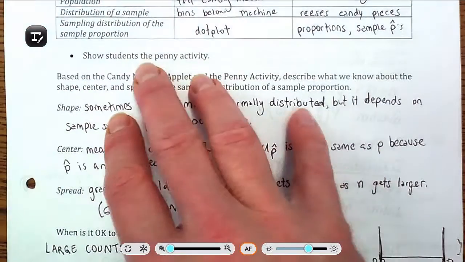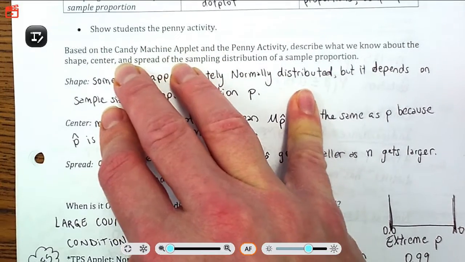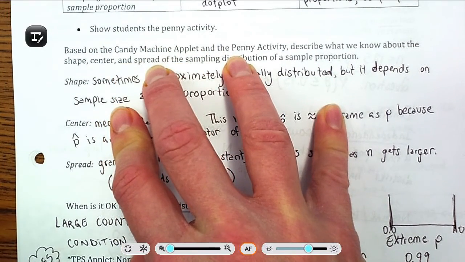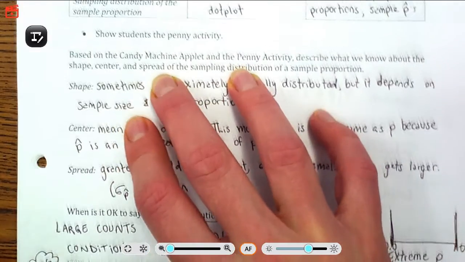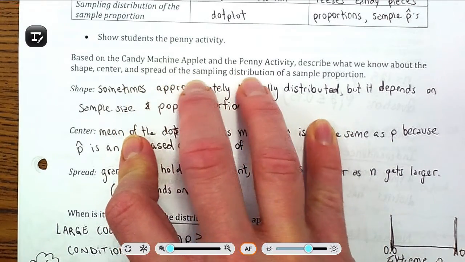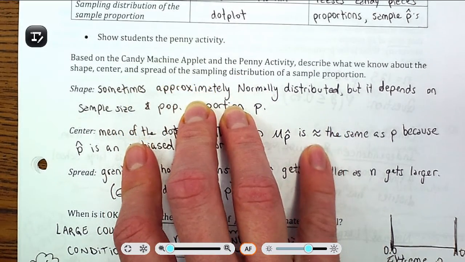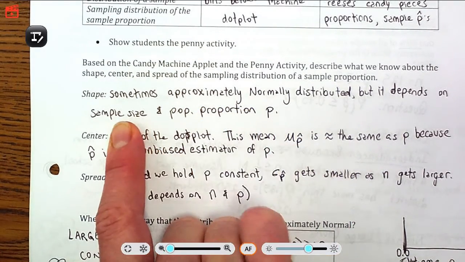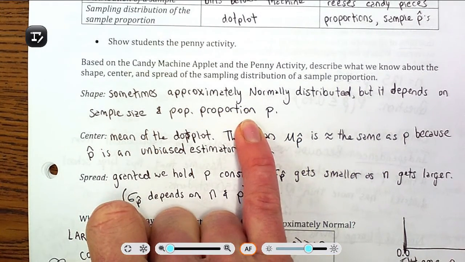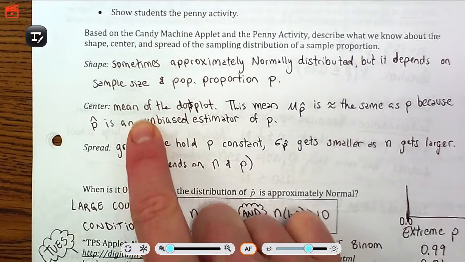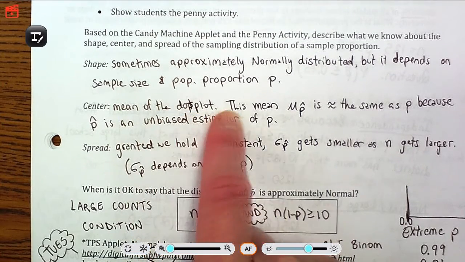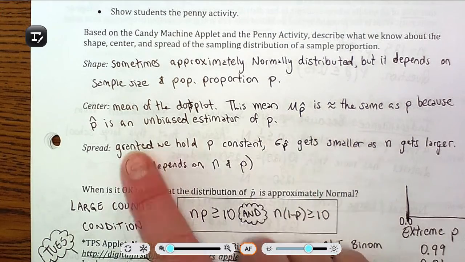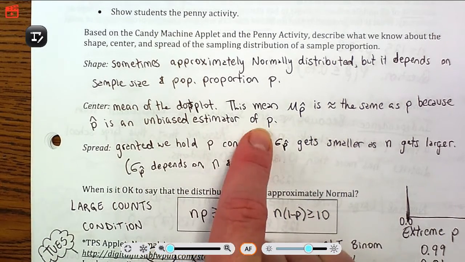Okay? All right. Based on the candy machine applet and the penny activity, which I'm not going to go over here in the notes packet video, describe what we know about the shape, center, and spread of the sampling distribution of a sample proportion. The shape is sometimes approximately normally distributed, but it depends on the sample size and the population proportion, p. The center is the mean of the dot plot. This mean, mu p hat, is approximately the same as p because p hat is an unbiased estimator of p.